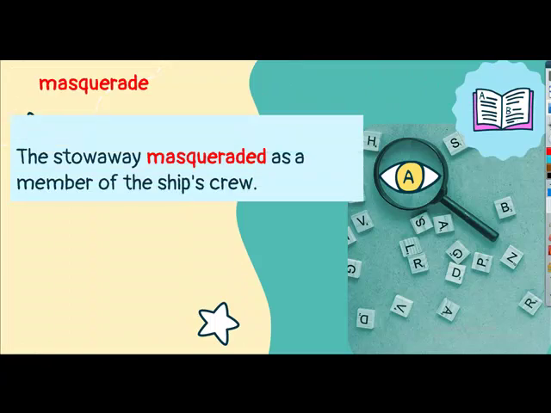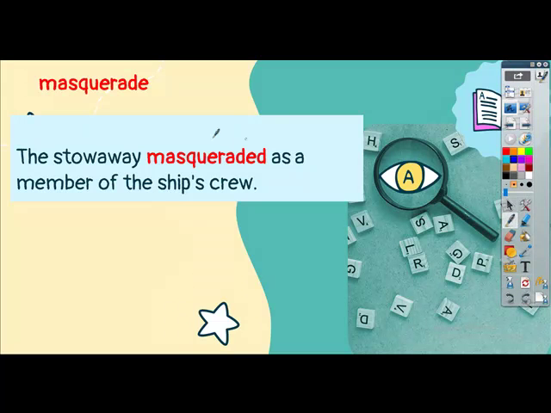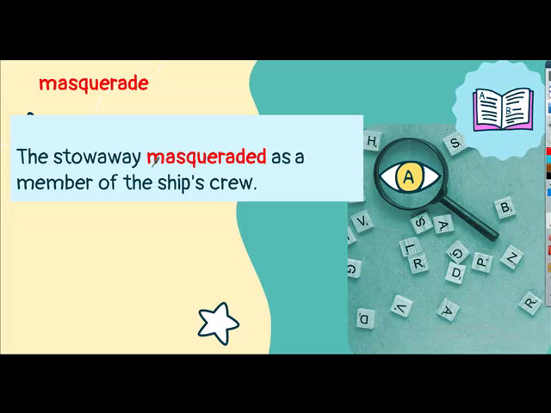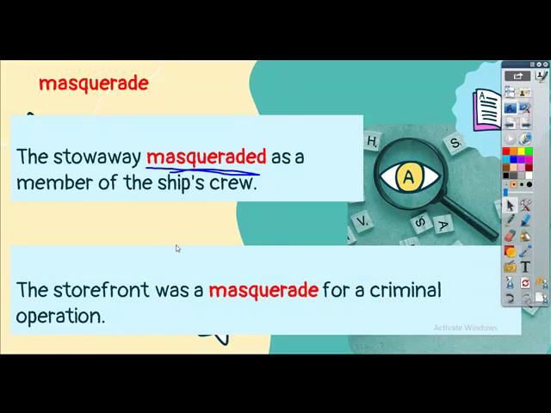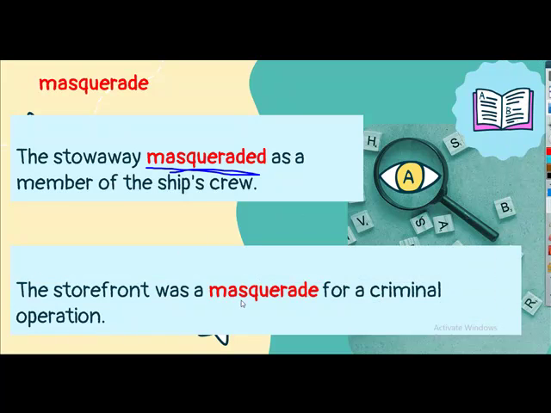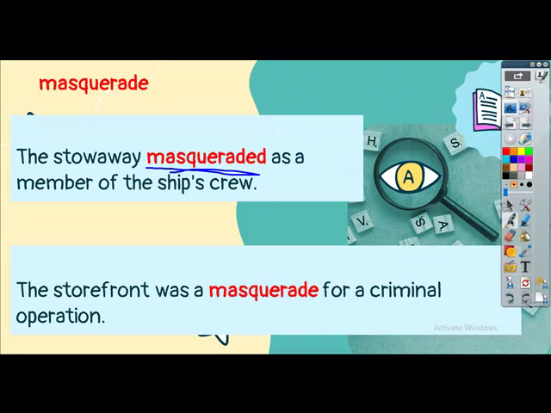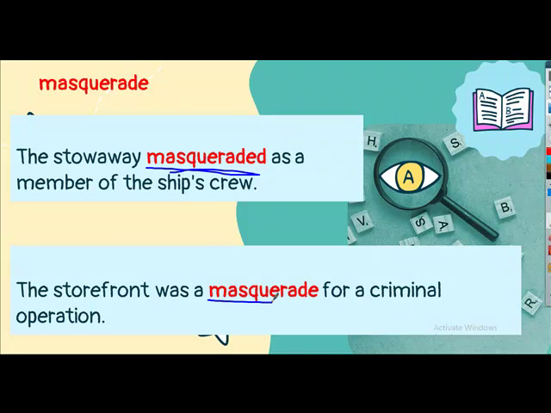Masquerade. We are familiar with this word. I'm going to a masquerade party. So, the stowaway masqueraded as a member of the ship's crew. It reminds me of Frederick Douglass. He masqueraded himself, pretending to be part of the crew of the ship to get away. The shop front was a masquerade for a criminal operation. So that's what? It's a mask.